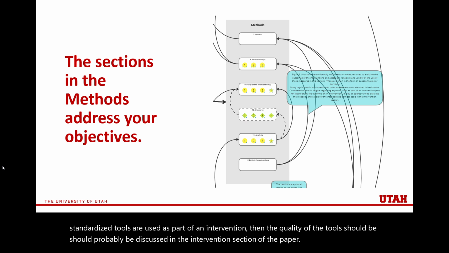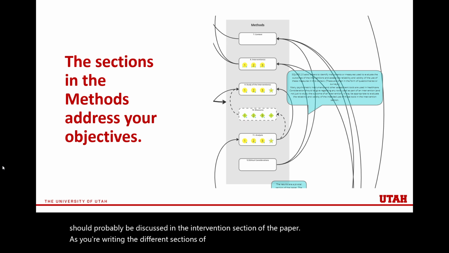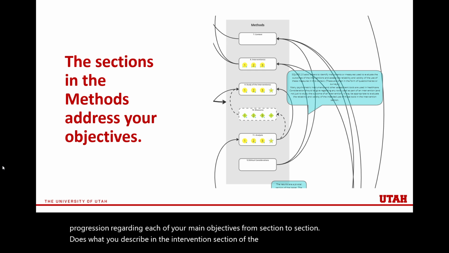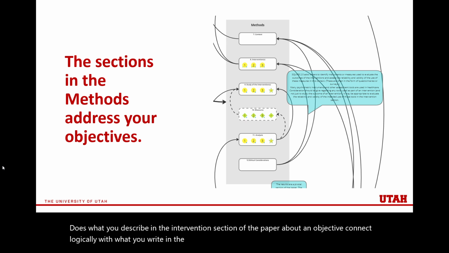As you're writing the different sections of the methods, be sure to check there is a logical progression regarding each of your main objectives from section to section. Does what you describe in the intervention section of the paper about an objective connect logically with what you write in the study of the intervention section and then the analysis section for the same objective?